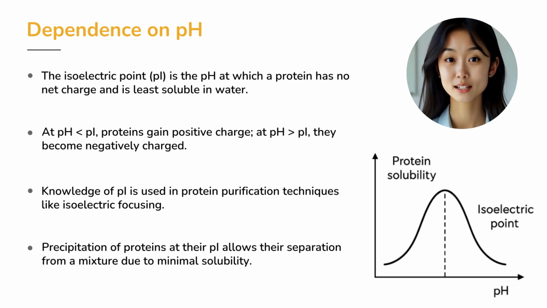Every protein has an isoelectric point, or pI, which is the special pH where it carries no net electric charge and becomes the least soluble in water. Basically, it doesn't want to play well with water molecules. Below this pI, proteins carry a positive charge, and above it, a negative charge. Think of it as proteins wearing an electric bracelet that changes from plus to minus depending on the pH.